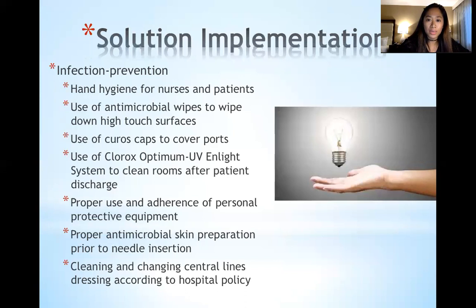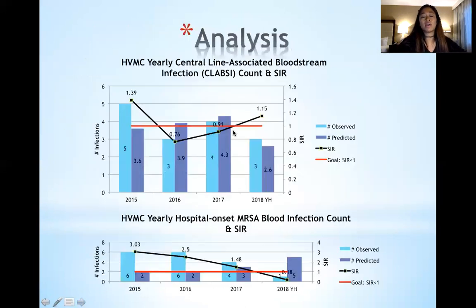We need to stop thinking that it'll slow us down. It's actually there to protect us, not being lazy about it. And also adhering to our policy of central line dressing changes and how we clean those, and it's found in our hospital policies. So in the analysis of this hospital's central line associated bloodstream infections as well as MRSA blood infection, the observed number has gone down significantly.